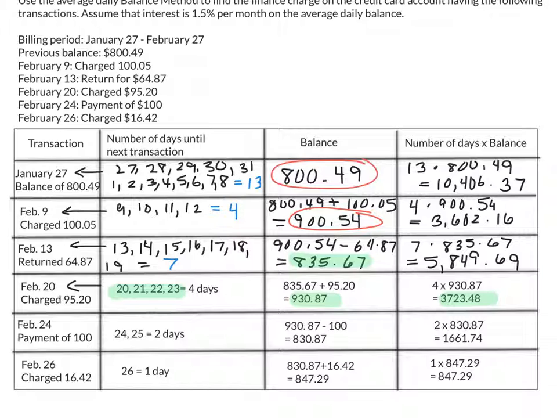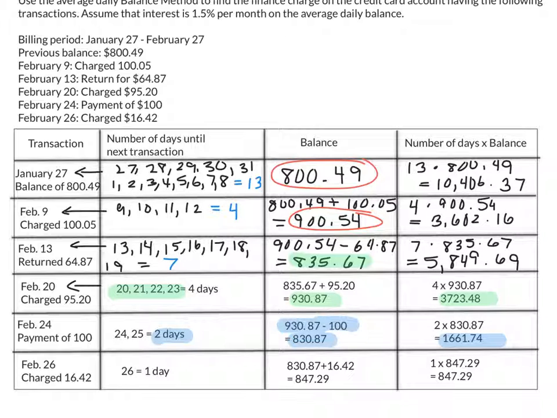The next transaction was on February 26th, so the 24th to the 25th gives us 2 days. Then the balance is $930.87 minus 100, since a payment is subtraction, and our new balance is $830.87. Then our last column will multiply 2 by $830.87 to give us a value of $1,661.74. Our last transaction was on February 26th, and we charged $16.42.